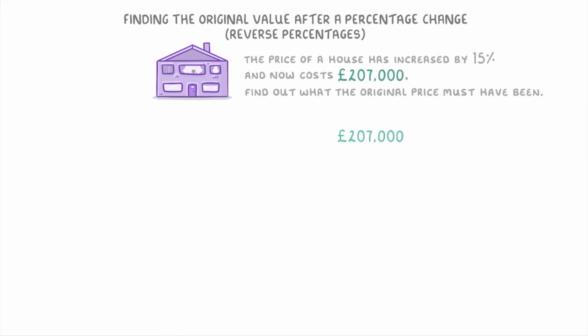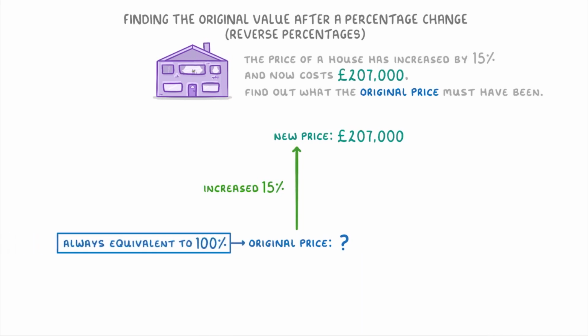So in this scenario, the £207,000 is the new price, after some original price, which we don't know yet, has been increased by 15%. The best way to think about these questions is to remember that the original price is always equivalent to 100%. So in this example, where the price is increased by 15%, the new price is effectively 115%. Because we can think of it as the original 100% plus the extra 15%, which is 115% in total.